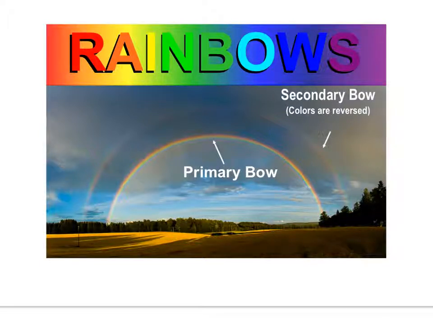So seeing the primary bow is far more common than seeing the secondary bow, not because it's not there, but because often it's just not bright enough for us to see. So that's the bow part of the rainbow. The other thing that we need to have a rainbow is rain.